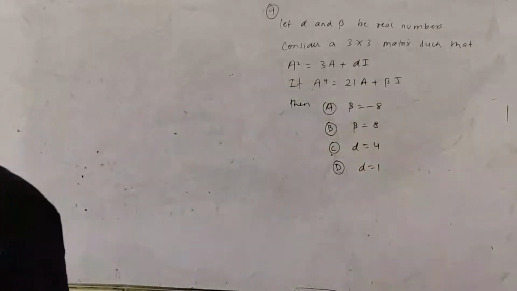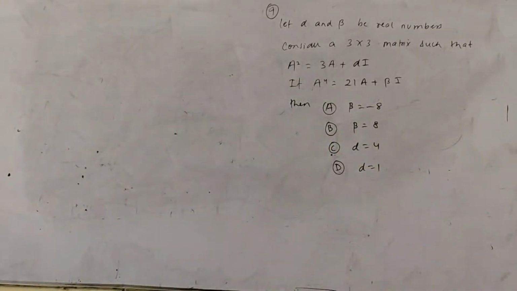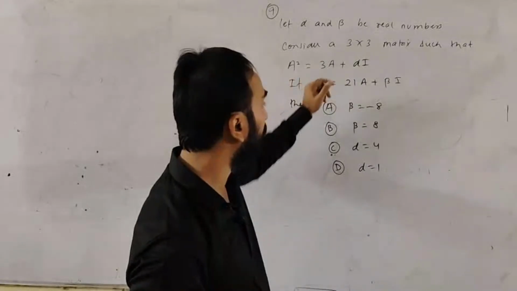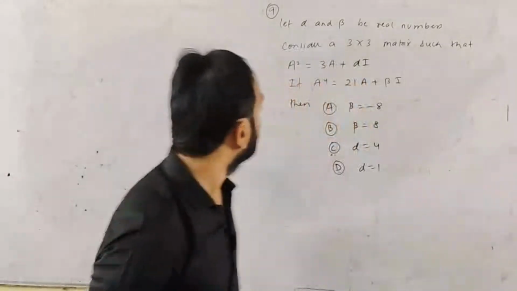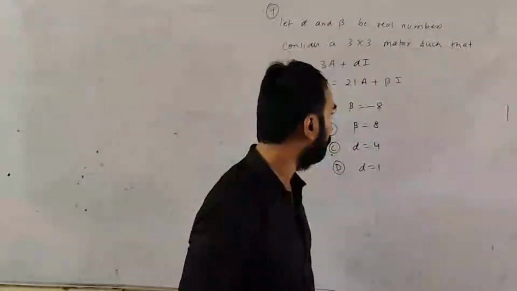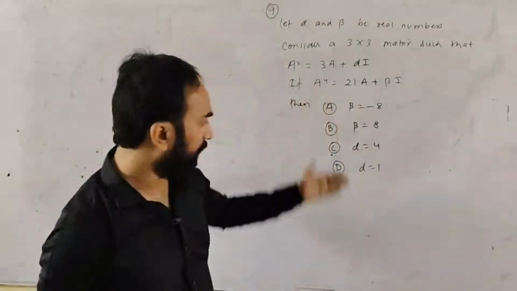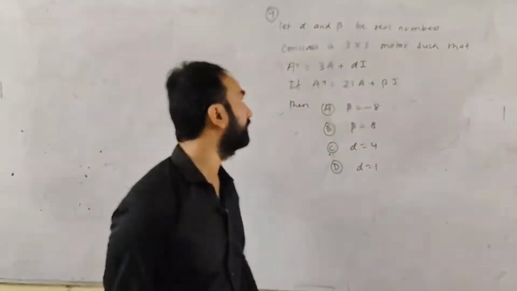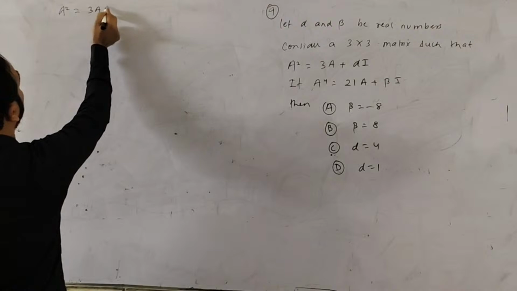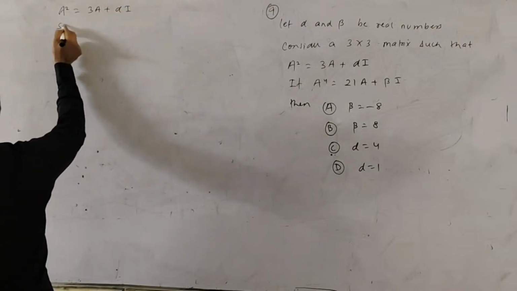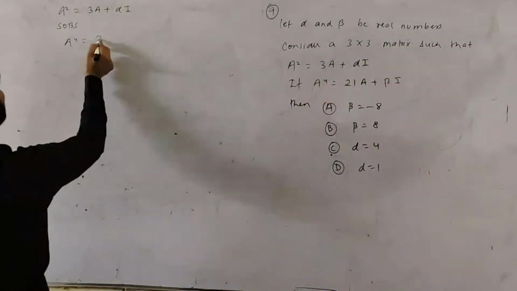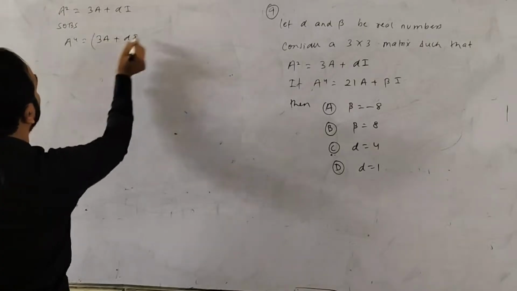Now understand the problem. So alpha, beta are the real numbers, right? And again, this matrix is what? A 3 cross 3 matrix such that A square is equal to 3A plus alpha I, right? And if A to the power 4 is given as 21A plus beta I, then they are asking the value of beta or alpha, right? So either the alpha option or the beta option we will be verifying here. So just start writing. First it is given A square is 3A plus alpha I, right? If I square on both sides, it will become A to the power 4, and this will become 3A plus alpha I whole square.